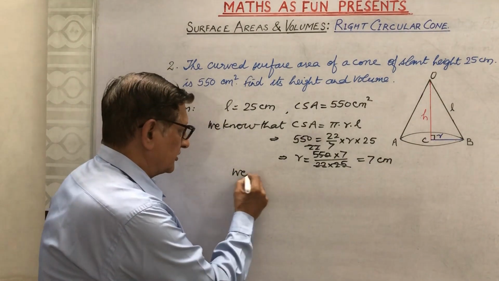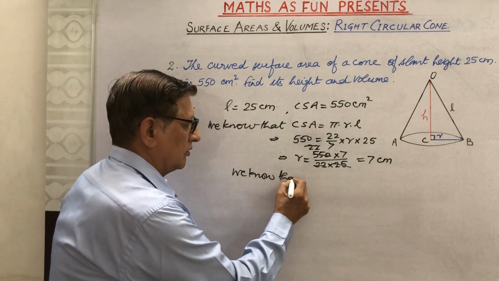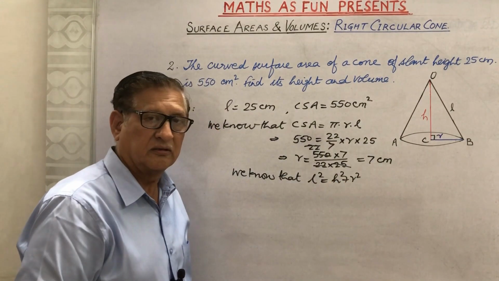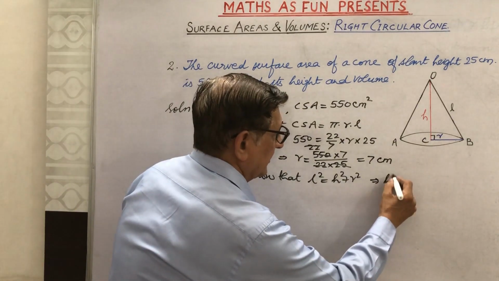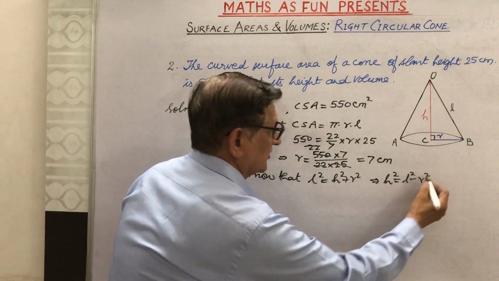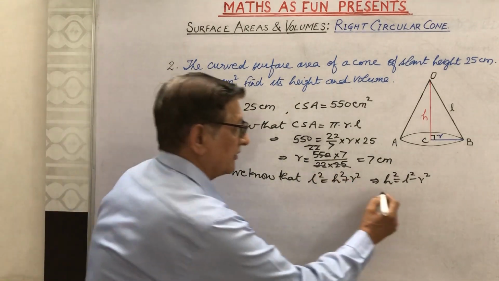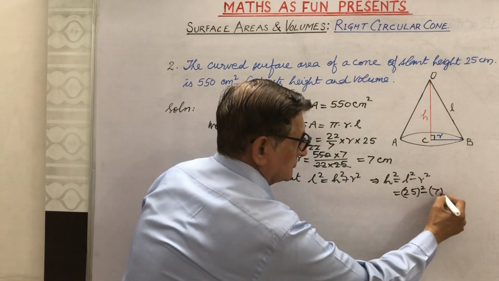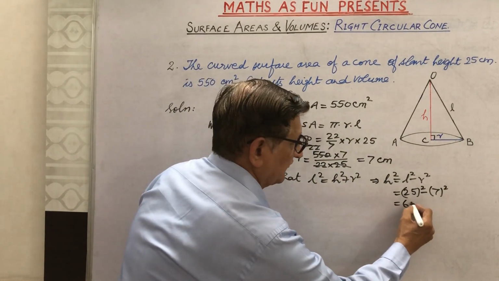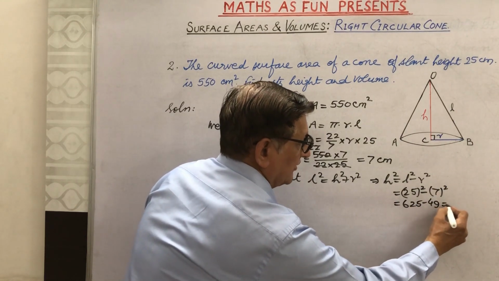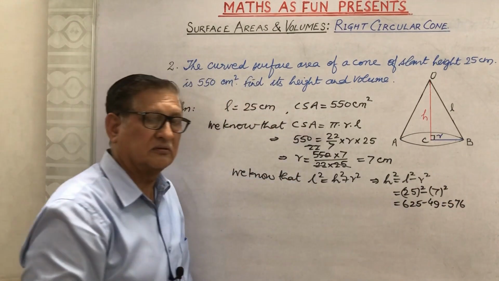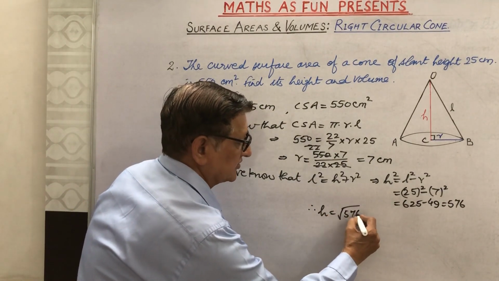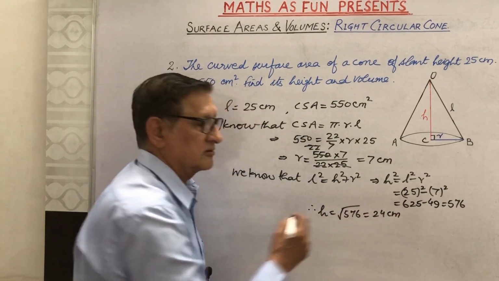We know the relation L square is equal to h square plus r square. From this we can get h square is equal to L square minus r square. L here is 25, r is 7. This is 625 minus 49, which is 576. It means height is root of 576, which is 24 centimeters.